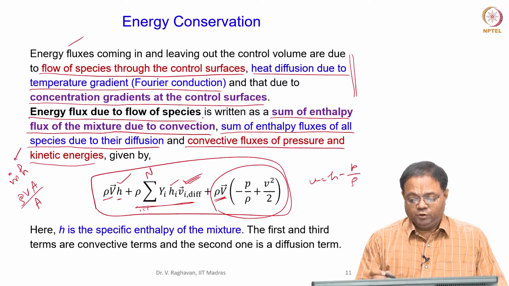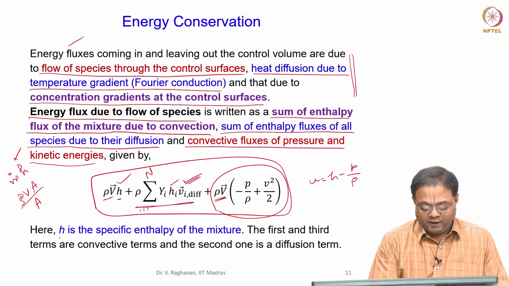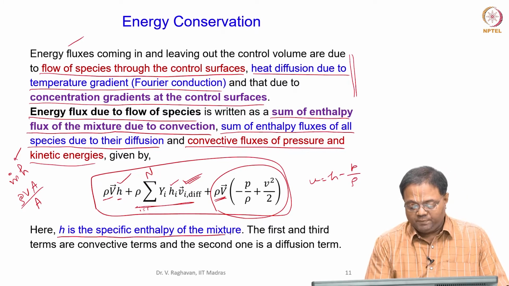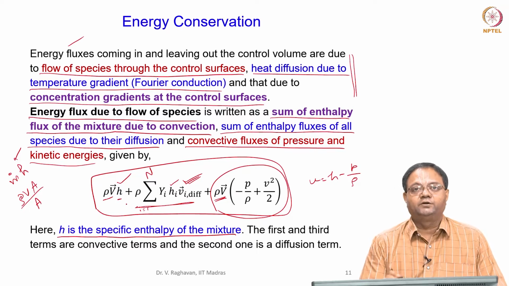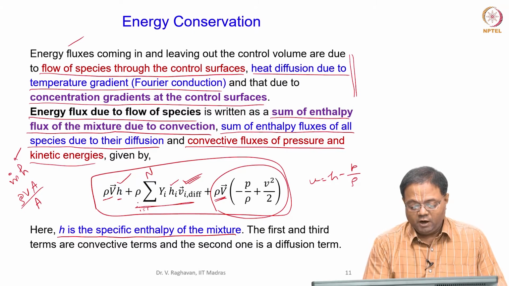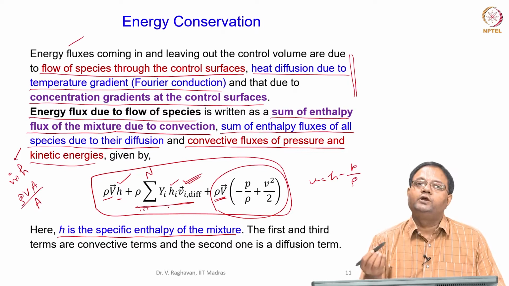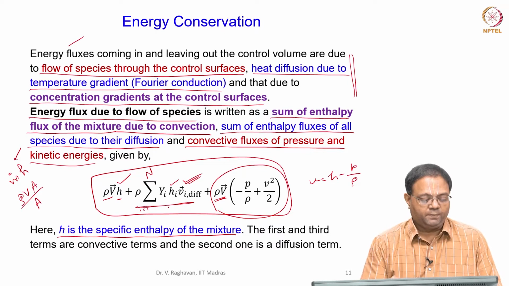Then the second one, as I told you, this H is the specific enthalpy of the mixture. The first and third terms are the bulk convection terms, mixture convection, and the second term is diffusion due to each species summed up.